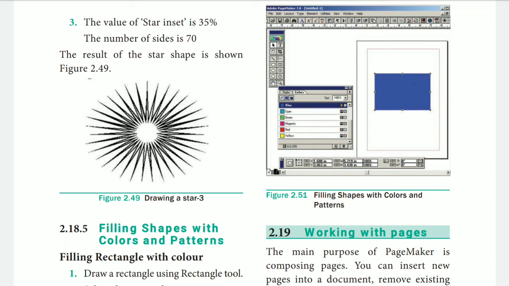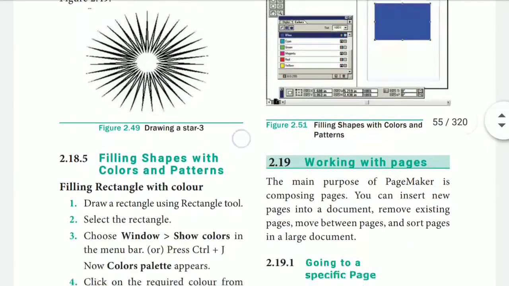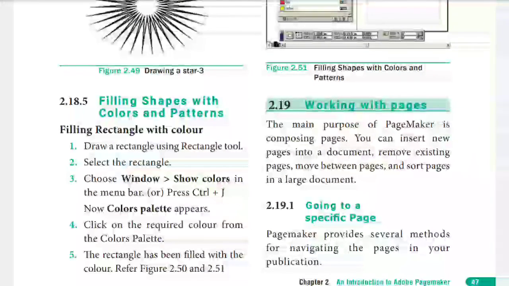So next is filling the shape with colors and patterns. You can see that we have seen how to draw the shapes, how to give different settings of shape, rounded corners, and stars using polygon settings, and we have seen different types of star insets. Now we are going to see how to insert color into these objects.